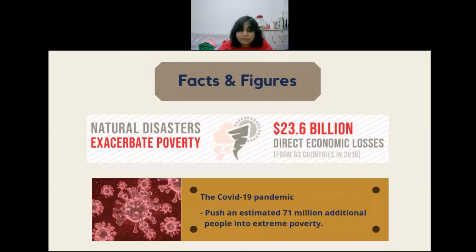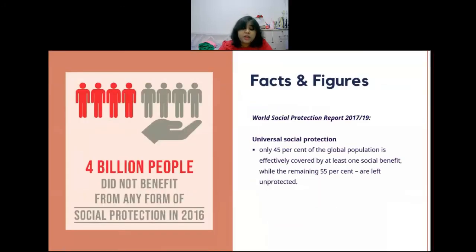So, with the COVID-19 pandemic, an estimated 71 million additional people were pushed into extreme poverty. So, it is a struggle to fulfill the most basic needs like health, education, and access to water and sanitation. Yeah, you just need more money to overcome everything.